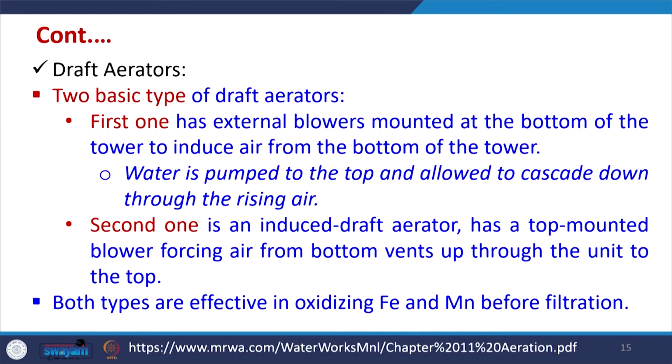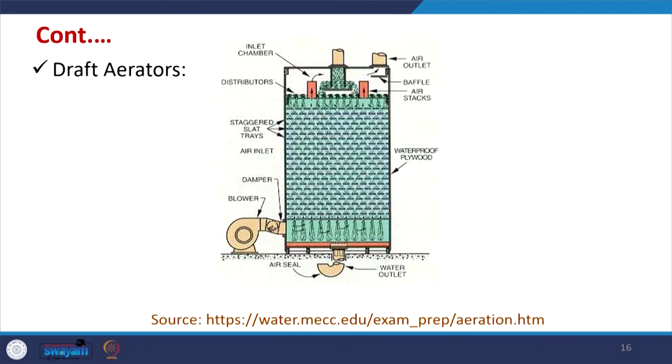Then there are draft types of aerator, which can further be classified into two types. The first one has external blowers mounted at the bottom of the tower. It induces air from the bottom of the tower, and water is pumped to the top and allowed to cascade down through the rising air. So, we have a blower here, and this is the water which is coming out. Water may be forced to go up and then it will come down while air is going up.